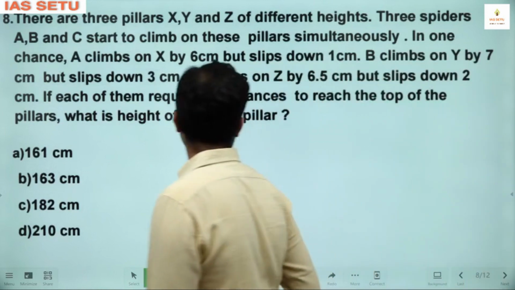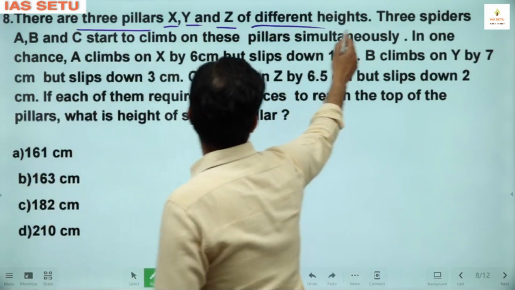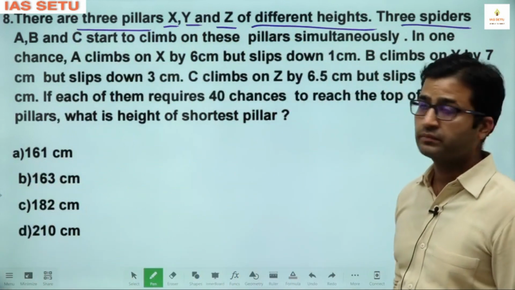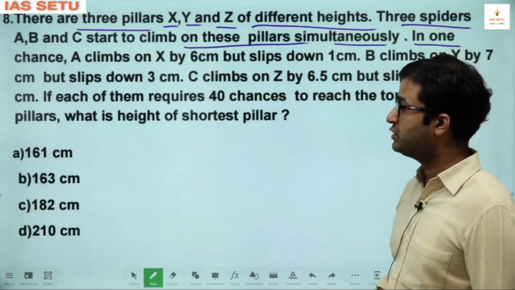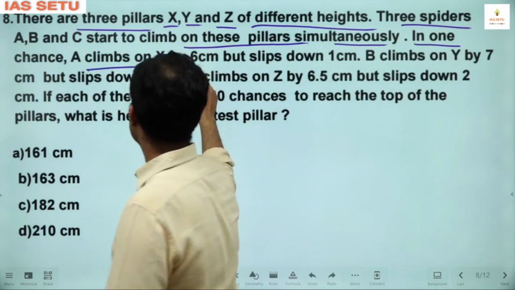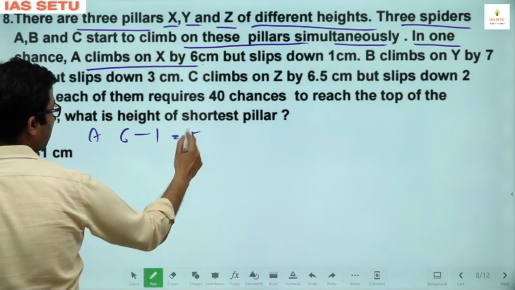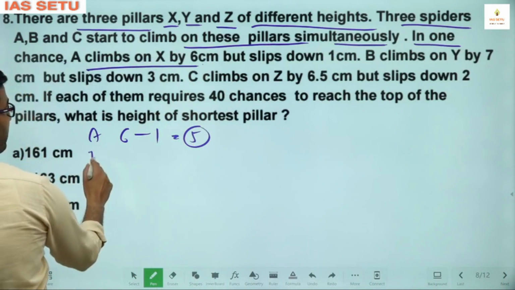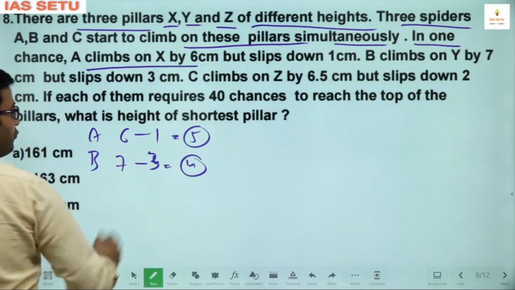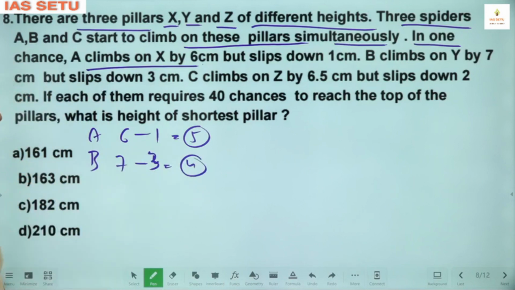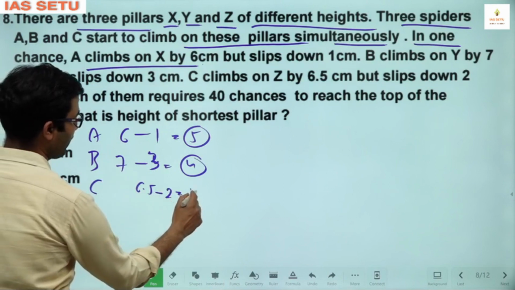Question number 8, we already discussed actually. There are 3 pillars X, Y, Z of different height. 3 spiders A, B, C start to climb on these pillars simultaneously. In one chance, A climbs on X 6 centimeter, but slips down by 1 centimeter. So effectively 5 centimeter. B climbs on Y 7 centimeter, slips down 3 centimeter. So effectively climbs 4 centimeter. Climbs 7 and slips down 3. C climbs on Z 6.5 and slips down 2. So effectively 4.5.